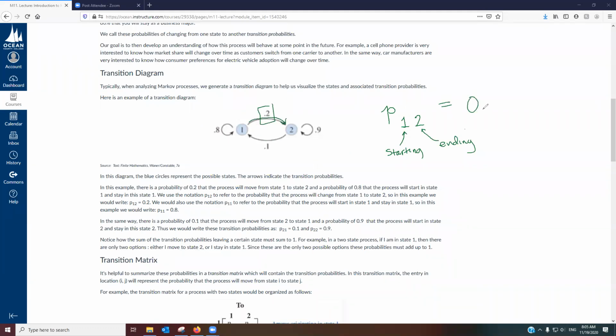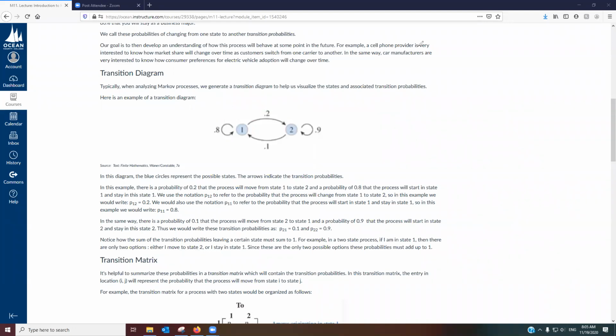So this probability is 0.2. What about the probability P subscript 1,1? Well, this is the probability of starting in state 1 and staying in state 1. Well, that's this number right here, 0.8. So what we do is we take these probabilities and put them in a matrix, because we want to do some calculations on these probabilities, and it's going to be easiest to do this in a matrix form.